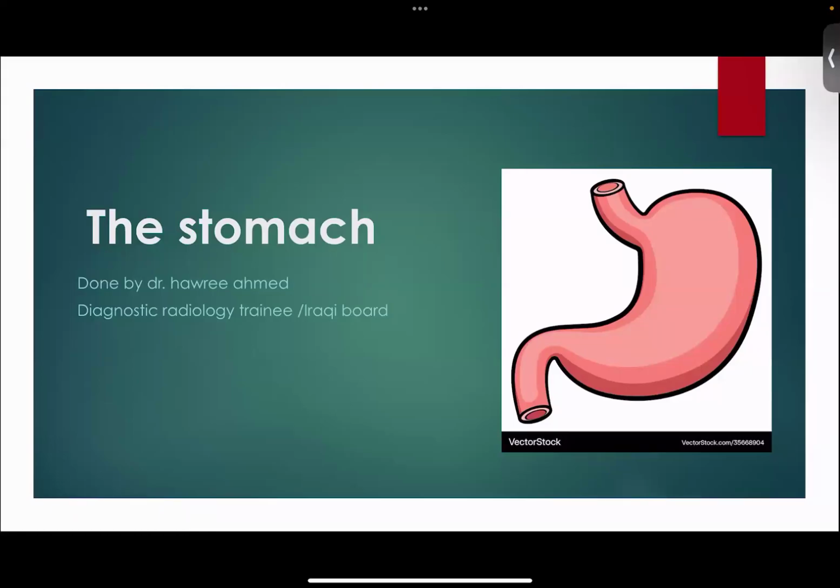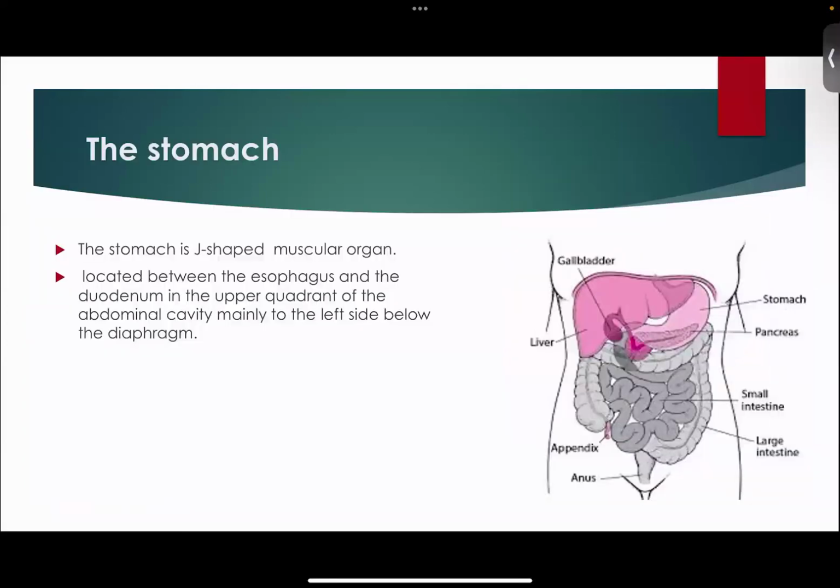My name is Hauri Ahmed, and I will present today about anatomy of the stomach. The stomach is a J-shaped muscular organ or bag located between the esophagus from above and duodenum below, mainly to the left of the upper abdomen, to the left of the hemidiaphragm.